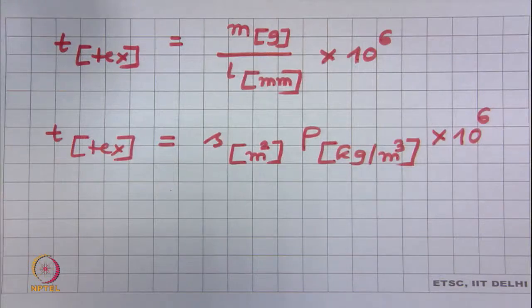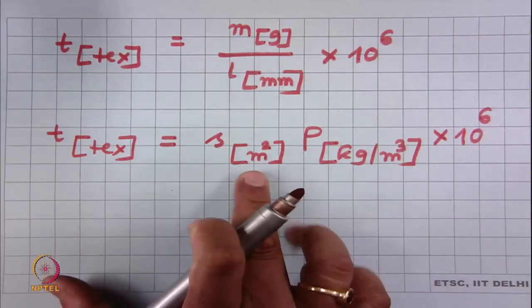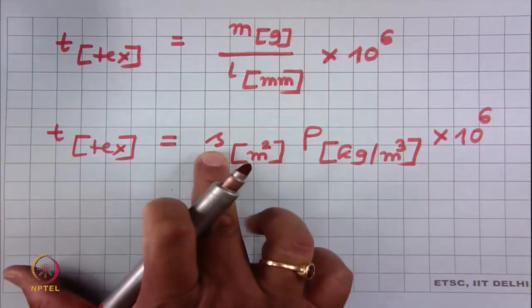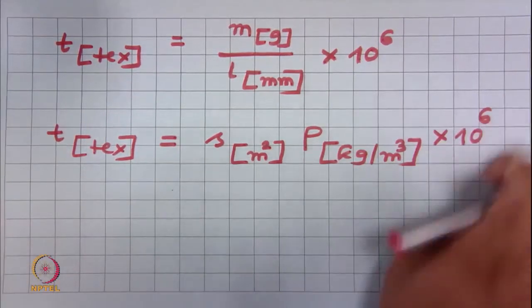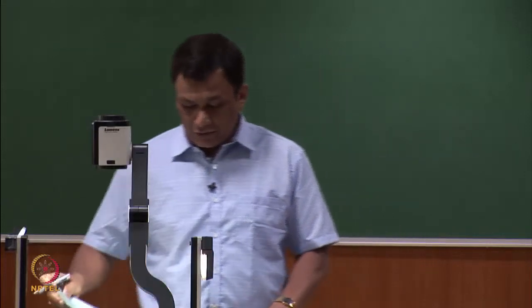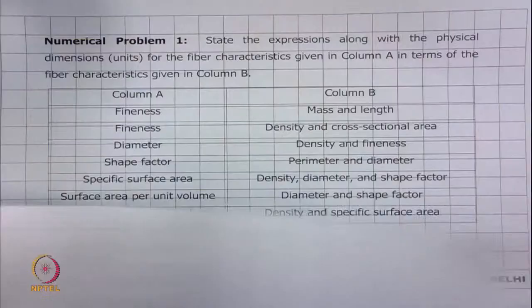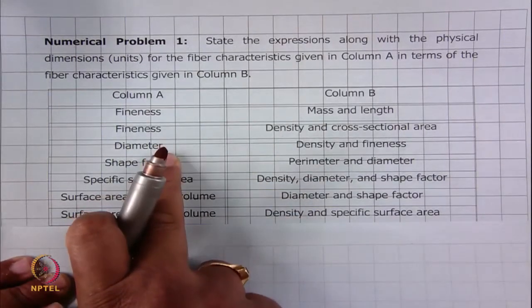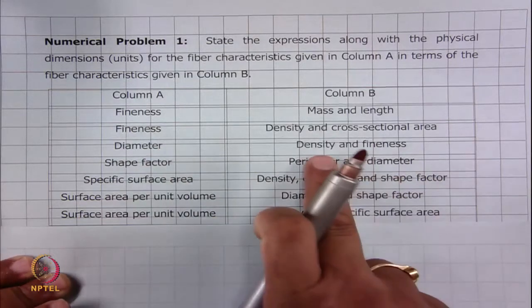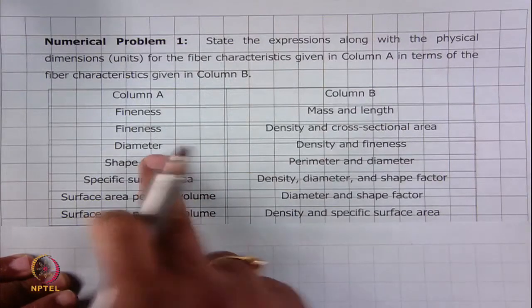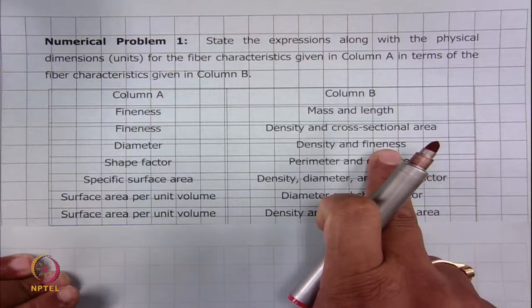Okay. If you would like to express in terms of millimeter square, which is a more practical unit to express fiber cross sectional area, you accordingly change this numerical value. All right, simple. Okay, we go to the third one. What is the third one? Fiber diameter in terms of fiber density and fiber fineness. So, we have to express fiber diameter in terms of fiber density and fiber fineness along with suitable units.